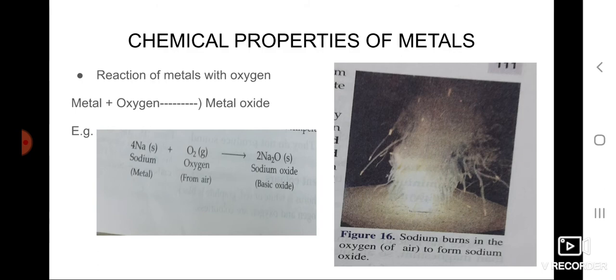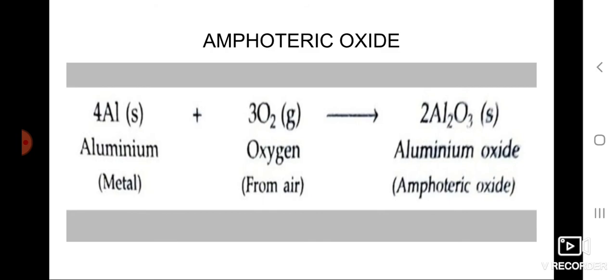So we can have examples of potassium with oxygen gives potassium oxide. Then magnesium with oxygen gives magnesium oxide. So these are the examples where metal reacts with oxygen to form metal oxides. But we have another form of metal oxides called amphoteric oxides. Aluminium metal burns in air on heating to form aluminium oxide. 4 aluminium plus 3 oxygen gives 2 aluminium oxide.